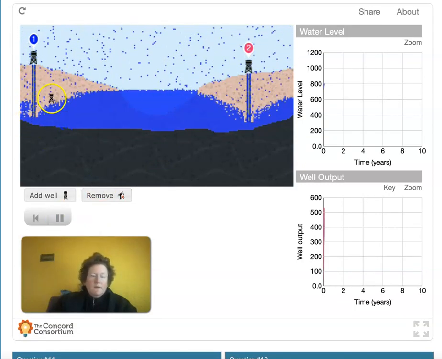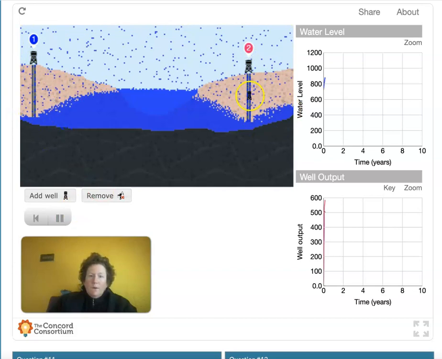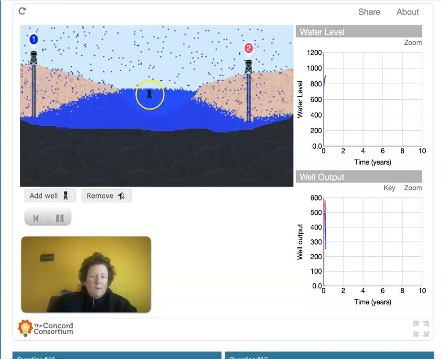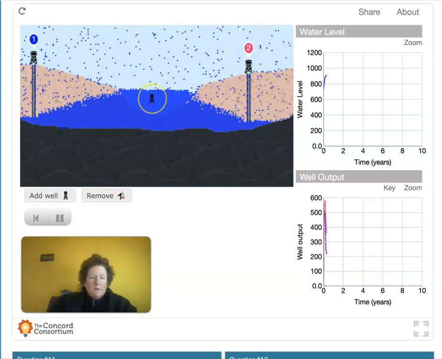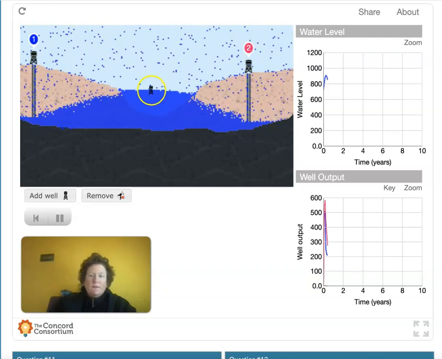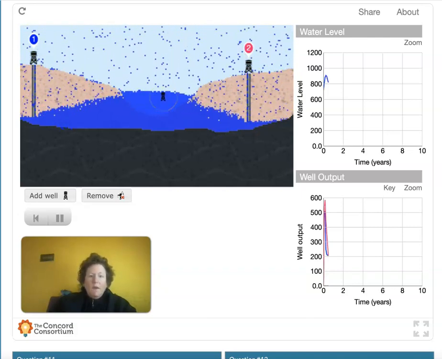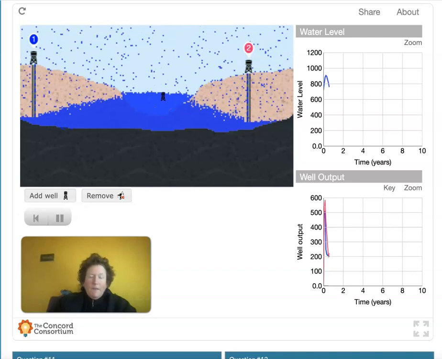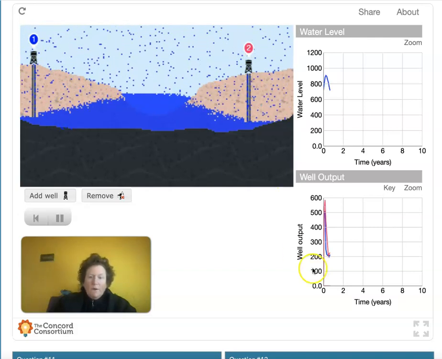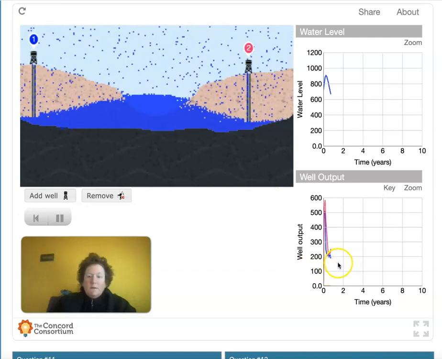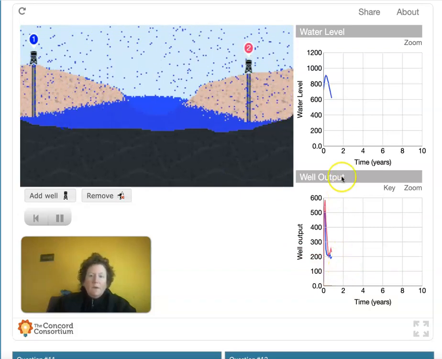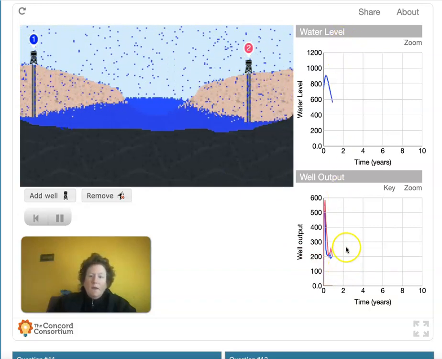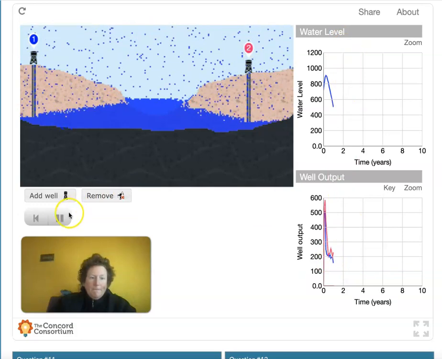We're still getting kind of dips where the well is pulling out water, but look at the stream. It still looks like the stream is flowing and there's lots of water in that stream. I'm going to let this model run for a couple of simulated years on the graph, and then we'll look at the water level here and the well output.